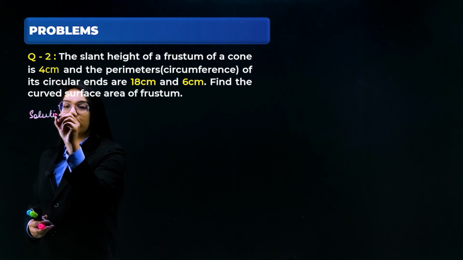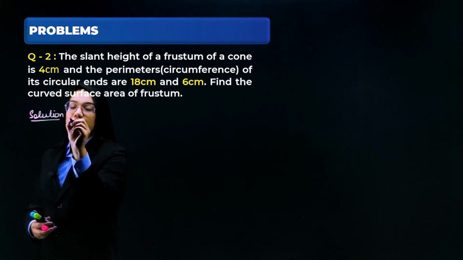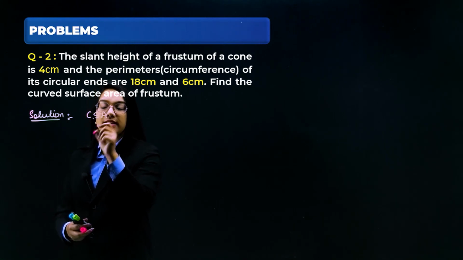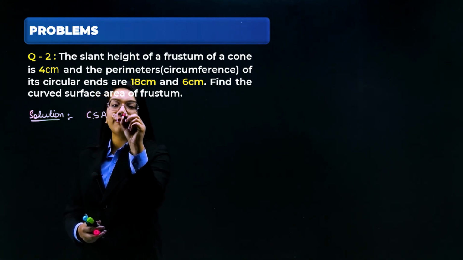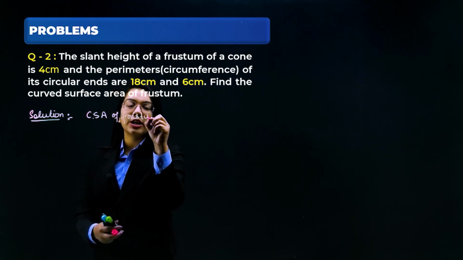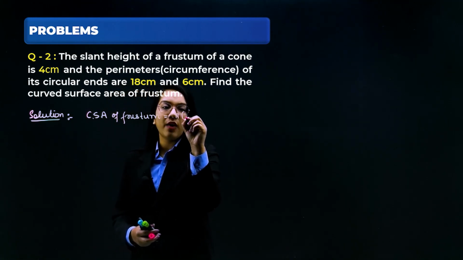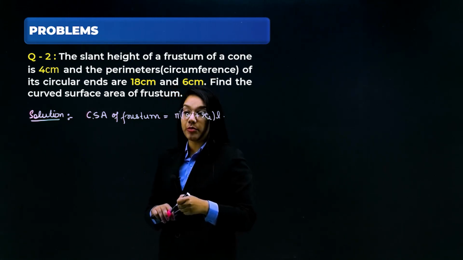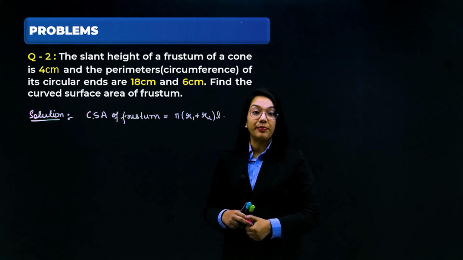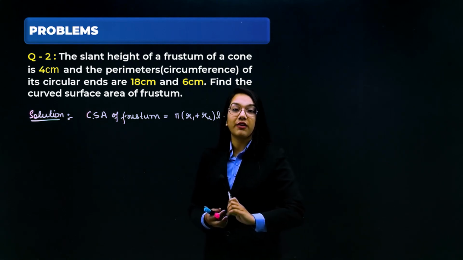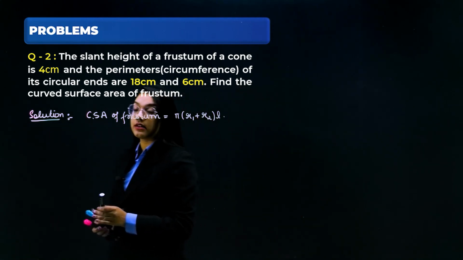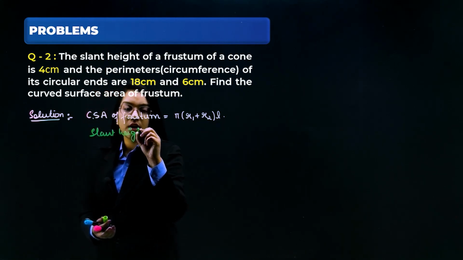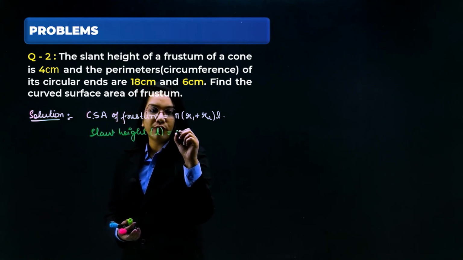First of all, we have to find the CSA of the frustum. So I'm writing out the formula first. We know that the CSA, that is the curved surface area of the frustum, is equal to pi times (R1 plus R2) times L. This is nothing but the CSA of the frustum. Now according to the question, the slant height L is equal to 4 centimeters.